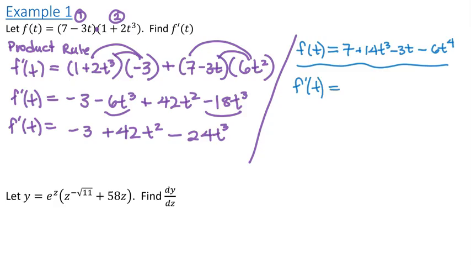The derivative of 7 is 0. For 14t cubed, I drop that 3 down, and 3 times 14 is 42, and now I have a t squared. The derivative of 3t is just 3, and the derivative of 6t to the 4th is 24t cubed. And if we compare, both have the minus 3, both have the 42t squared, and both have the negative 24t cubed, we do in fact get the exact same thing.